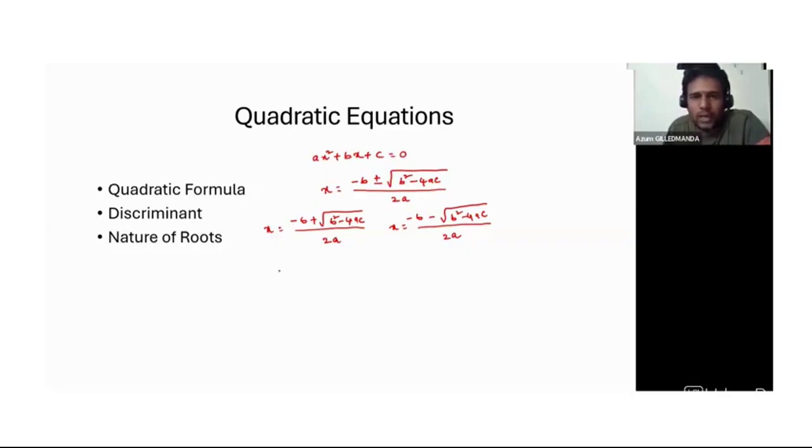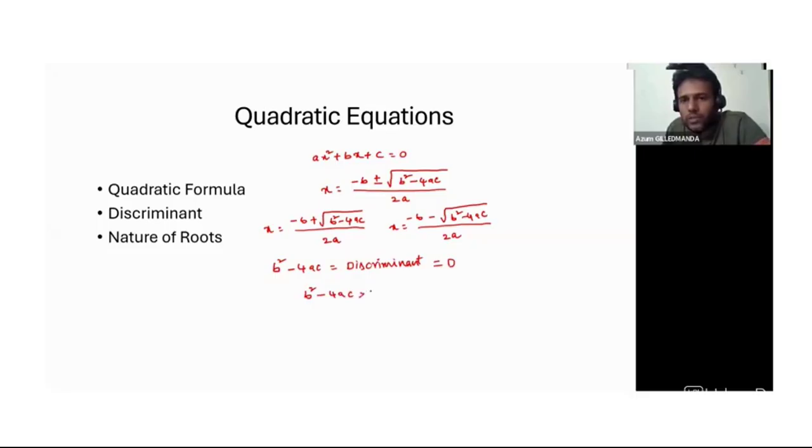Now, what is this b square minus 4ac? This b square minus 4ac is nothing but the discriminant in the quadratic equation, and it can also be denoted by capital D. This value is very important in a quadratic equation because it defines what kind of roots the quadratic equation has. The b square minus 4ac value is the discriminant, and there are three possible values.